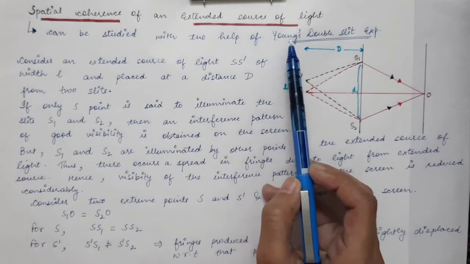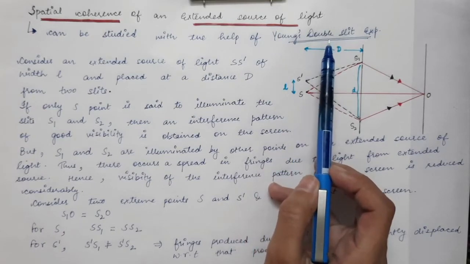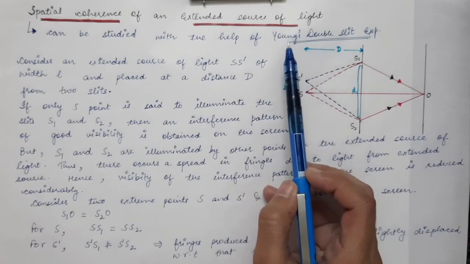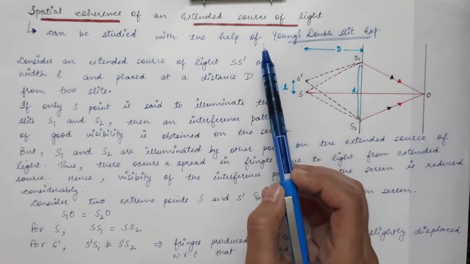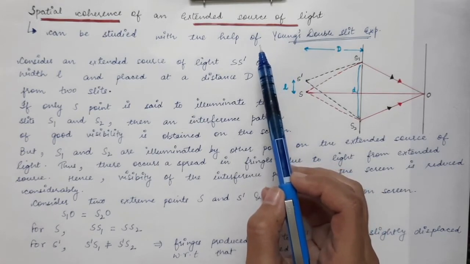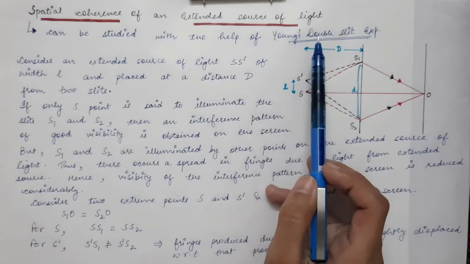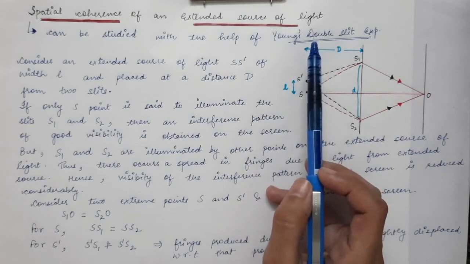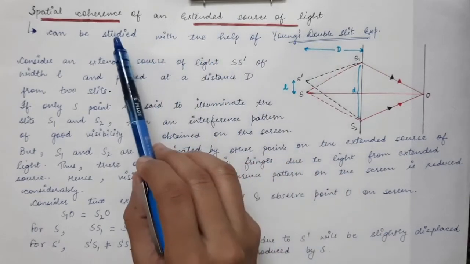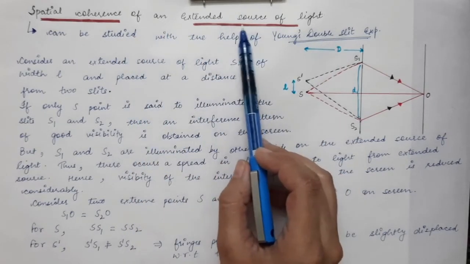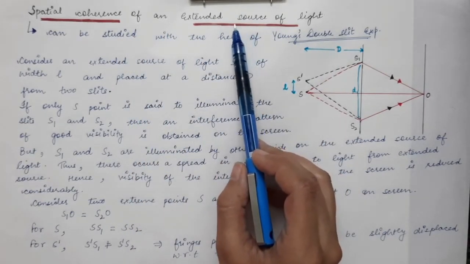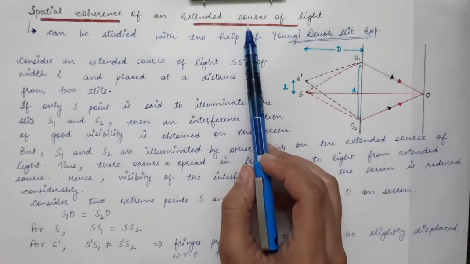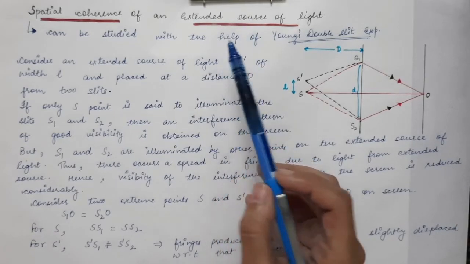So in the experiment that we did in the previous semester, we had just a point source, and the light from that point source was made to fall on the double slit. That was the Young's double slit experiment that we studied. But over here, to study spatial coherence, we will take the extended source and keep it in front of the double slit.